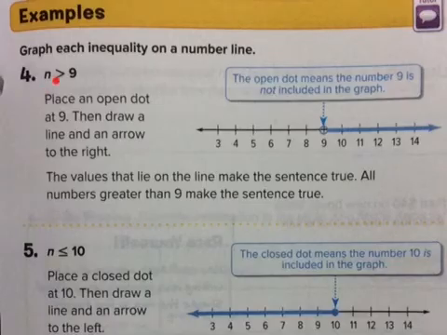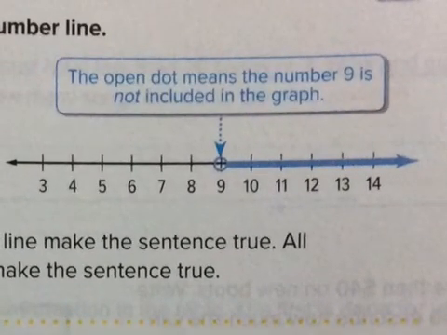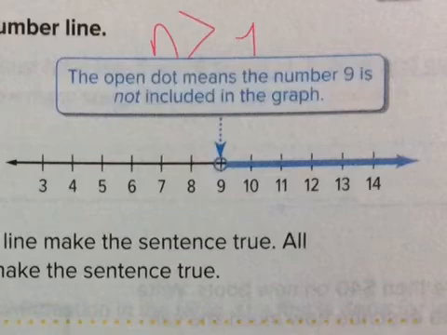Take a look at example 4. We're saying that n is greater than 9. So here's our graph, and you see that we start at 9. Don't forget, that is what we're saying: n is greater than 9. So n can be anything higher than 9. That's the side that we're coloring.